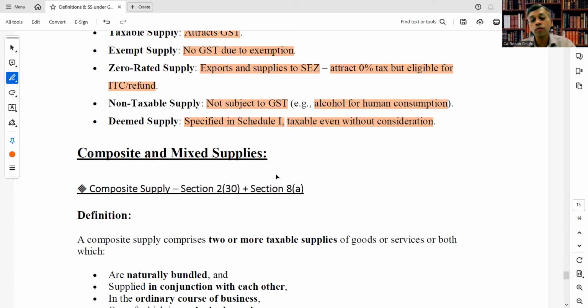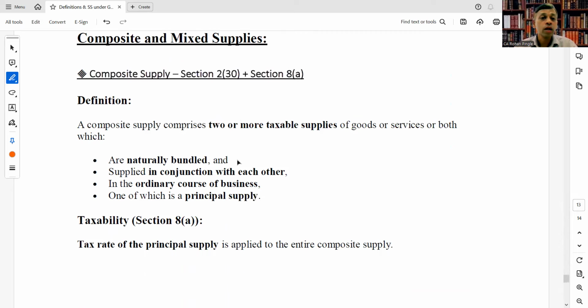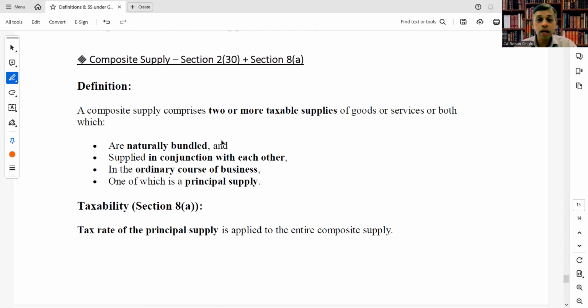Okay, and now we are moving to the last aspect of supply under GST for part 1. Composite and mixed supplies we are going to see. Let's see composite supply. Section 2, subsection 30 plus Section 8, clause (a). Definition: a composite supply comprises two or more taxable supplies. We have already learned this important definition.